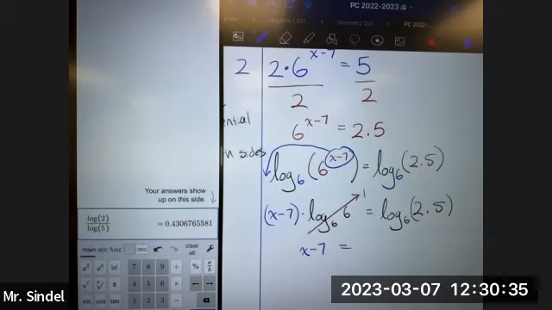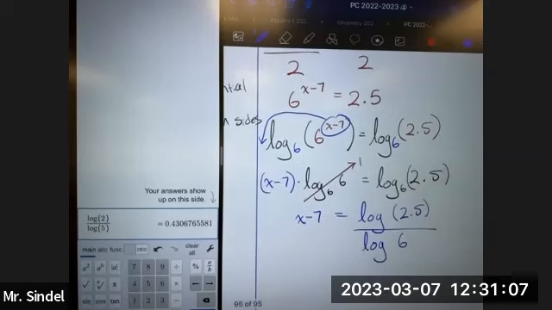Let's go ahead and use a change of base formula. Who wants to try the change of base formula on this thing? Because I can't punch this into a calculator yet. So it'd be x minus 7 equals log, I want a nice log base, log base 10 of 2.5 divided by log base 10 of 6. Whatever. There it is.